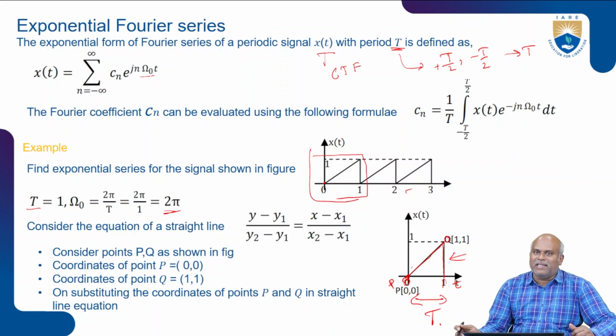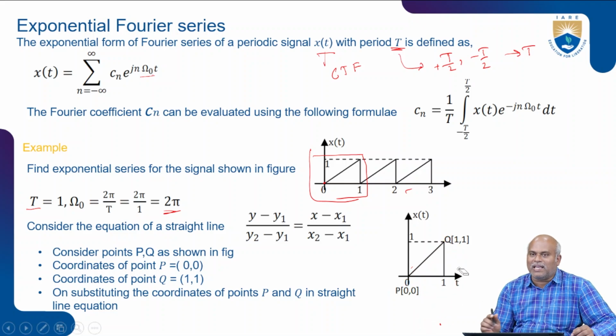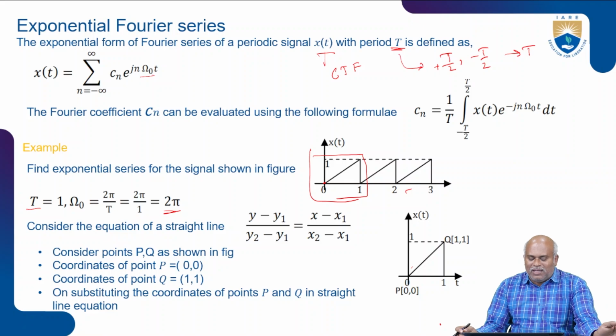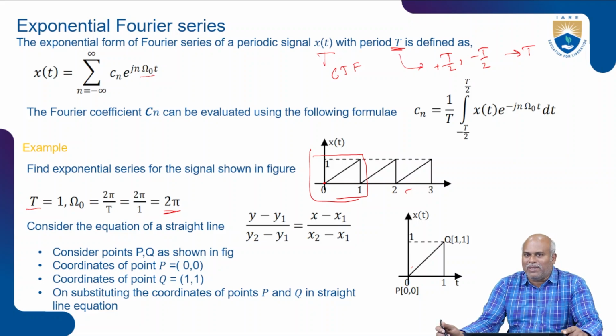Next, we need to analyze this signal. It doesn't have any direct mathematical expression, so I consider this signal as a straight line. We know the straight line equation, which is represented as y minus y1 divided by y2 minus y1 equal to x minus x1 divided by x2 minus x1.